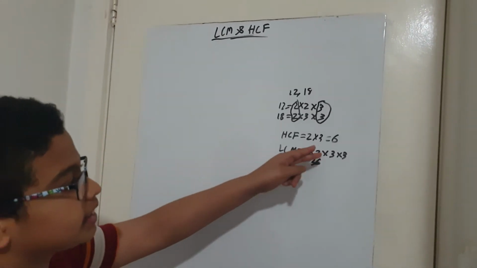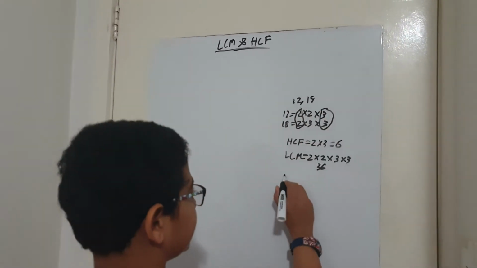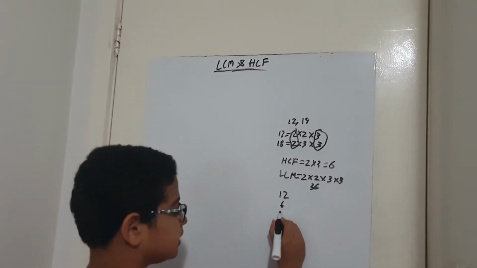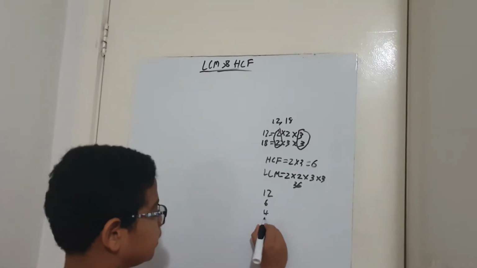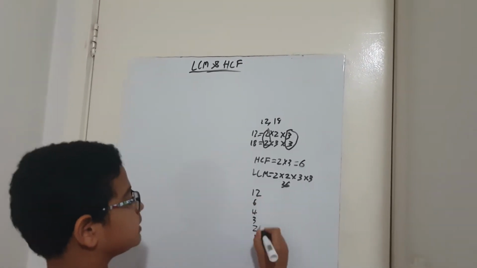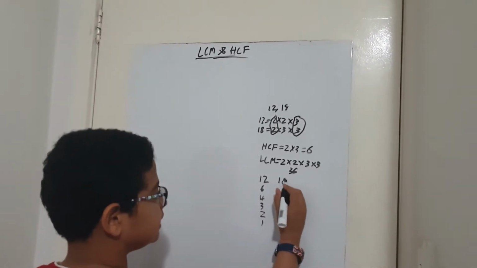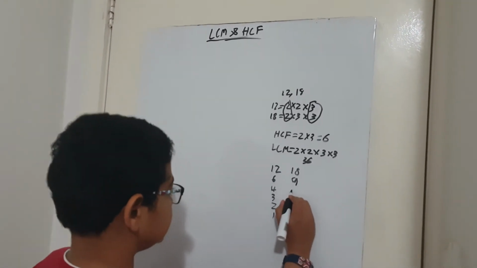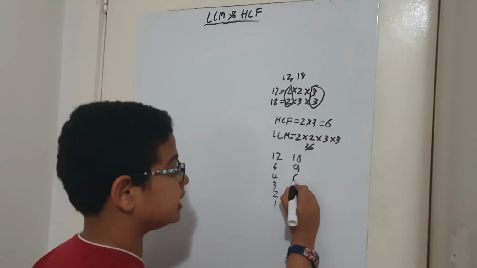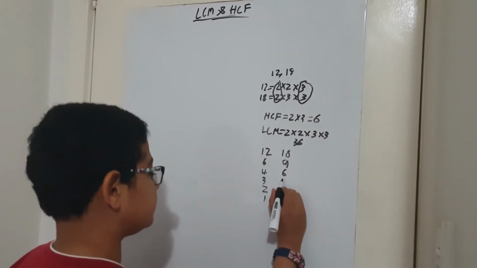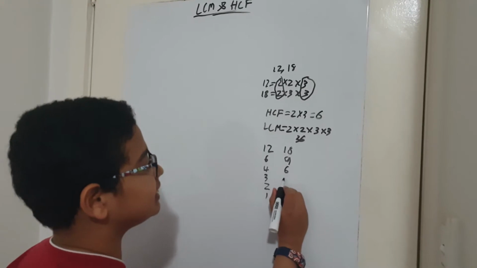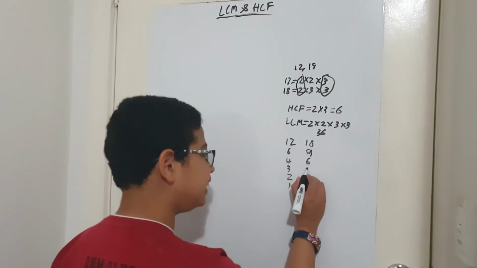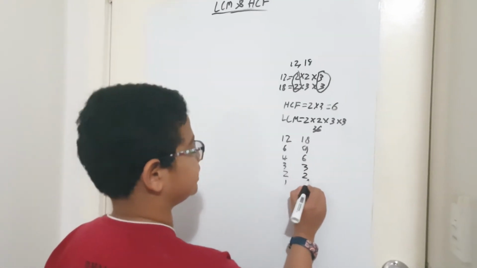So the HCF is the highest common factor. If I list all the factors out for 12, it would be 12, then 6, and if you go lower, 4, 3, 2, and 1. Those are all the factors of 12. For 18, there's 18, then 9, then 6, then 3, and then 2, and then 1.